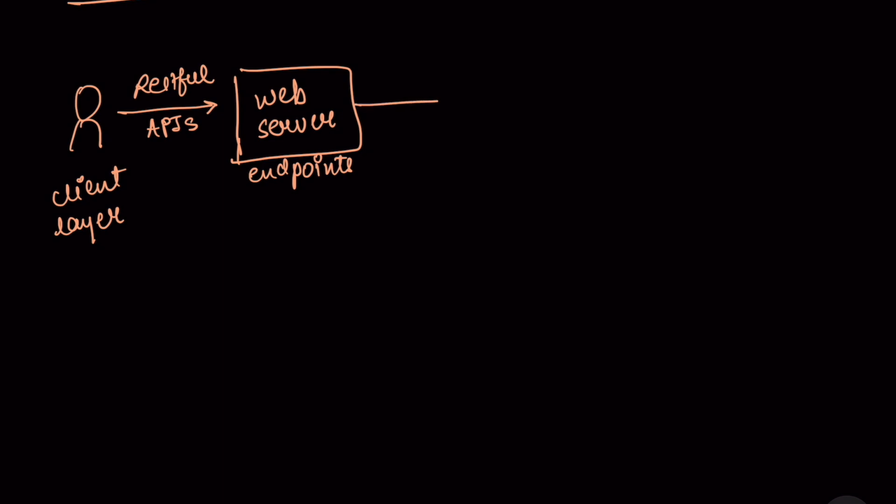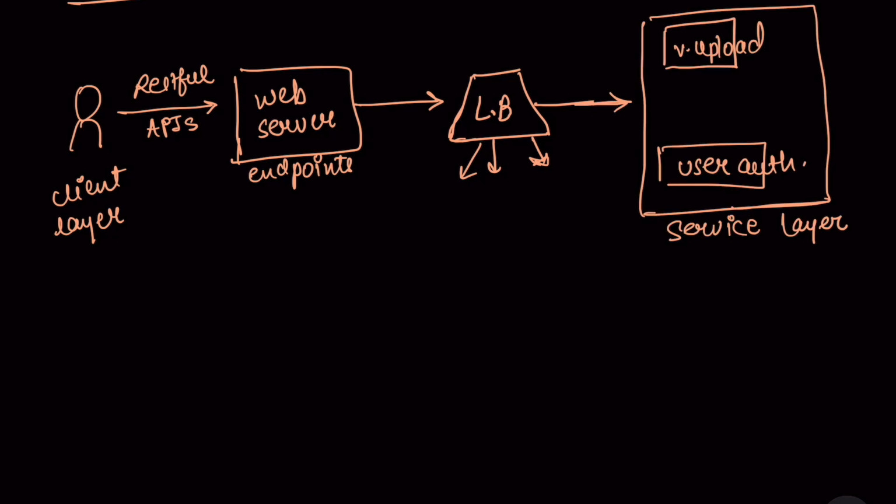Then we are going to have a load balancer. Load balancer is going to help us distribute the incoming requests across multiple instances of servers to ensure no single server is overwhelmed. And then we are going to have the service layer. Over here, we are going to have various services which are going to manage distinct functionalities such as video uploading, processing, authentication, recommendation, and notification. So, load balancer will help us distribute the incoming requests to all of these services.